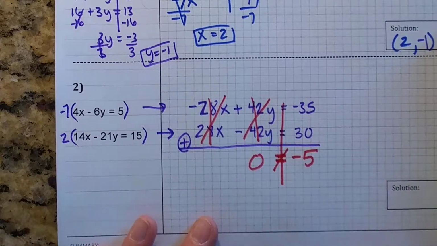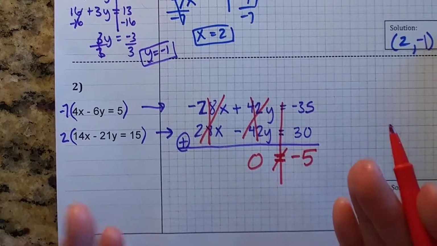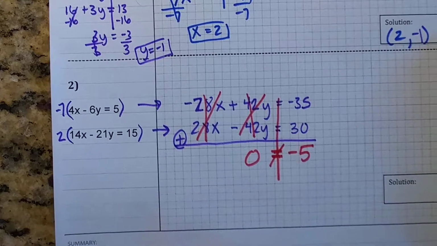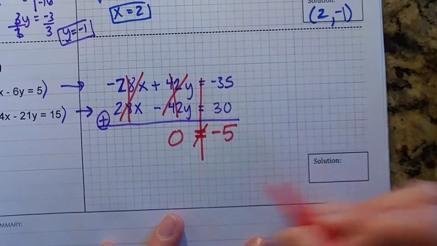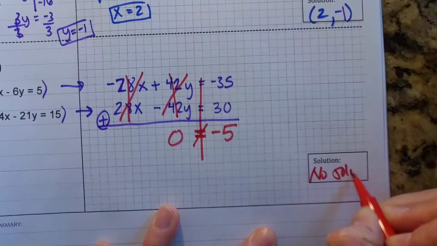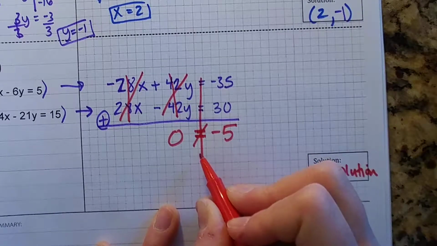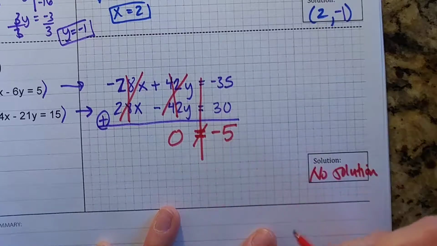Well, I know that that is not true. My variable canceled out, and I get a not true statement. What do you think that means? You're right. It does mean no solution. Not true, no solution. Our variable canceled out.